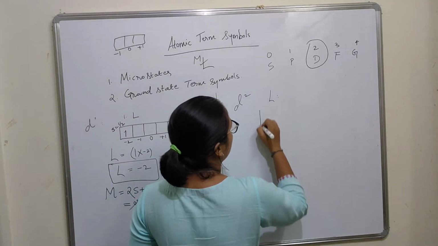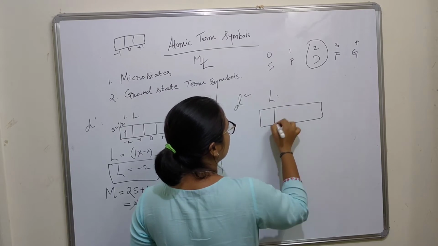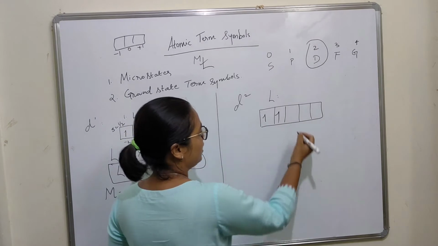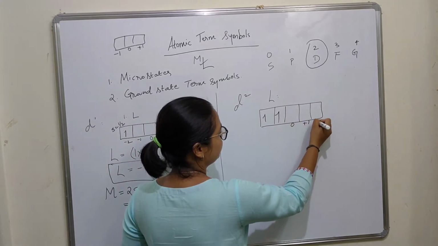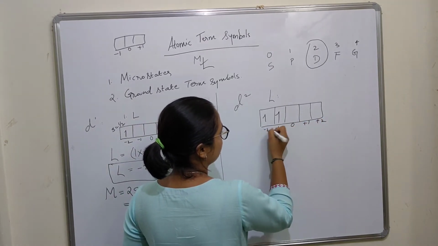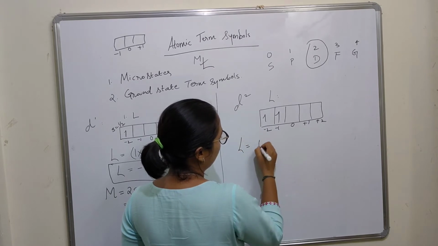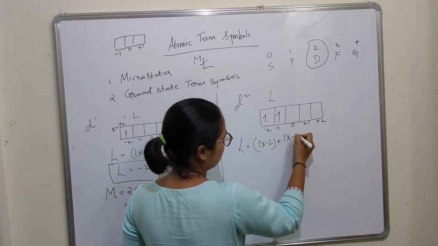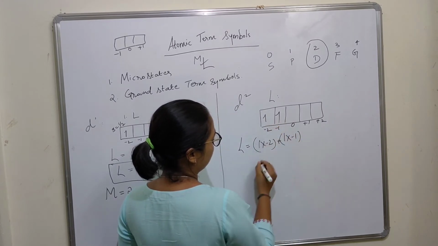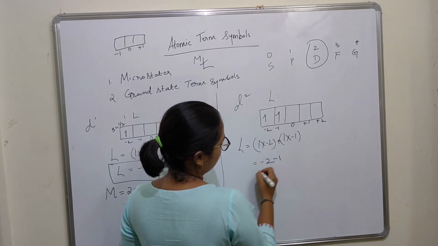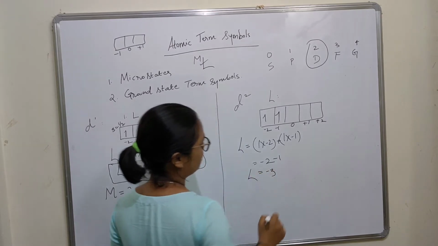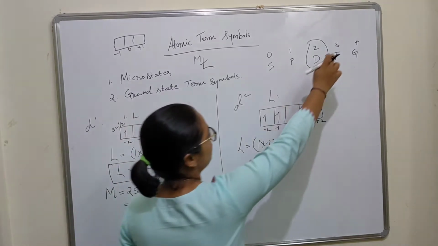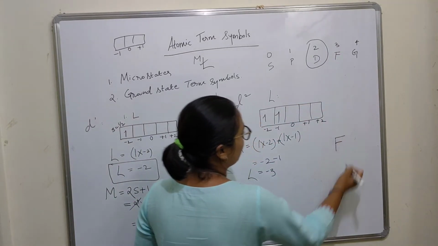First we find the value of L. Draw the configuration. So we have 2 electrons. We put these values. So L will be 1 electron into minus 2 plus 1 electron into minus 1, correct? Here and here. So this will be minus 2, minus 1. So this will be minus 3. So the value of L is minus 3, but we do not consider the negative sign. So L is going to be F.